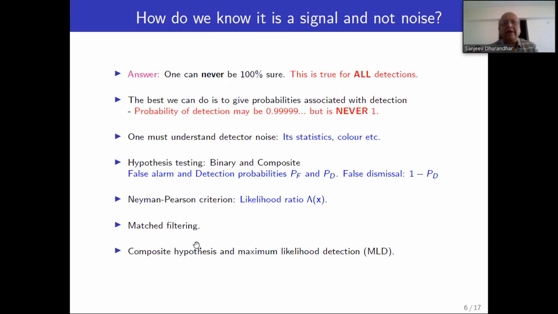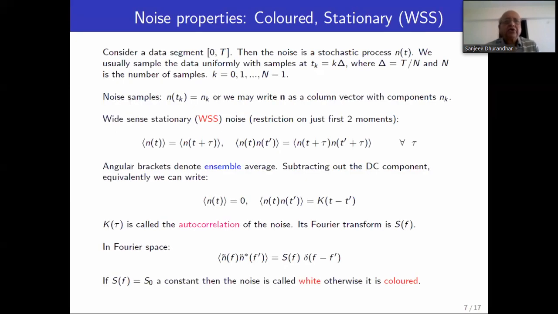Now I come to the main part of the talk. Noise properties. First you have to study the noise. In order to say whether it is a signal or not, you have to understand the noise. Unless you understand the noise, you can't say what is noise and what is the signal. So consider a data segment 0 to T. You have time series data. From 0 to T, you mark out a segment, and now you focus on this segment.